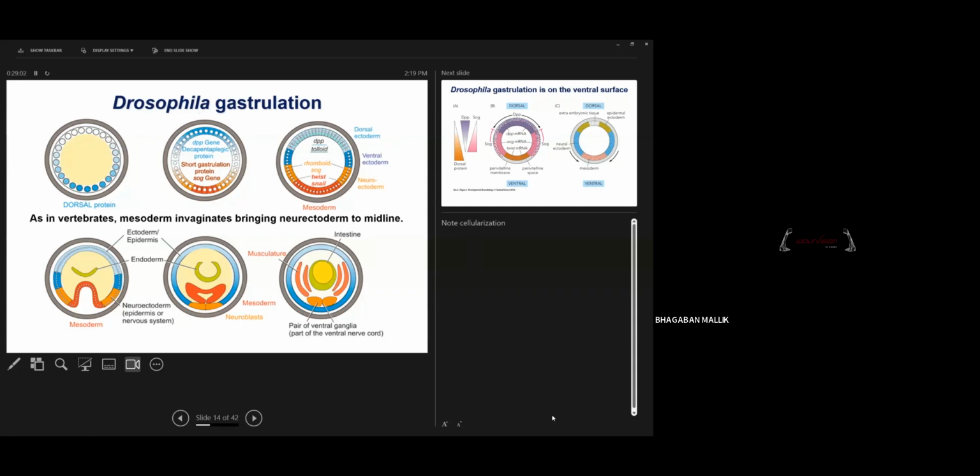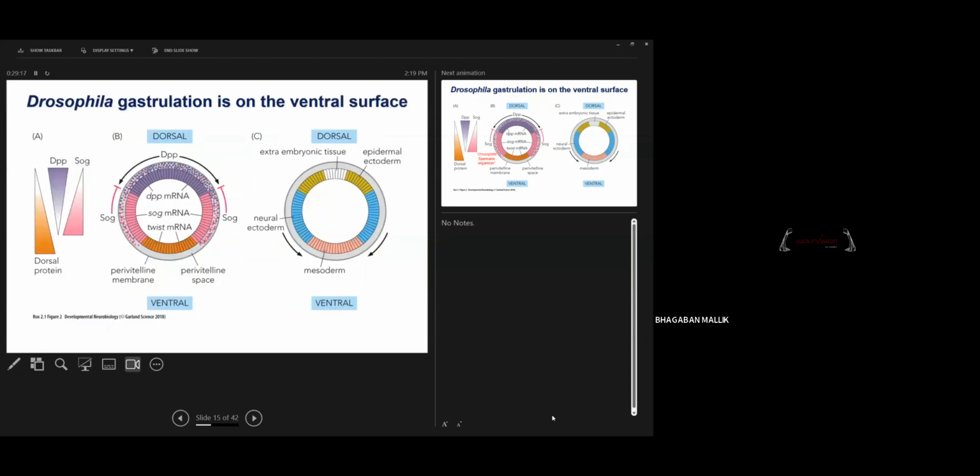Eventually you have the formation of musculature and intestine, and from the neuroectoderm you have the formation of the ventral ganglia. So this is how gastrulation happens in Drosophila. And here there are some proteins I just want to highlight again.